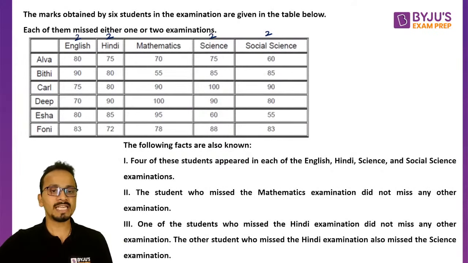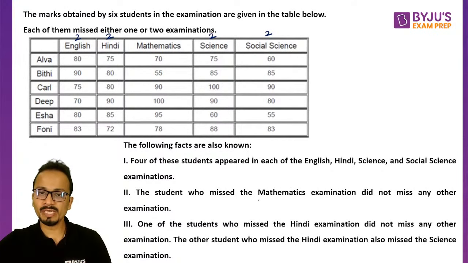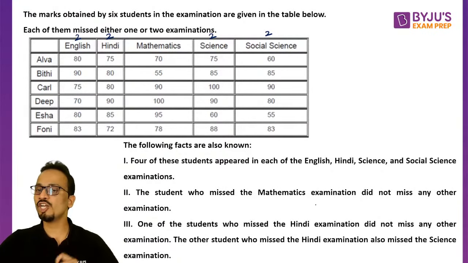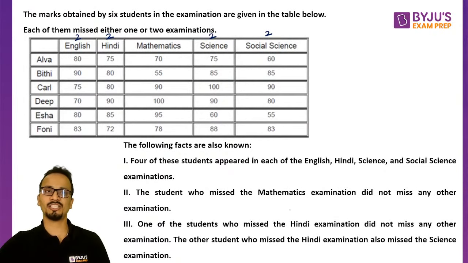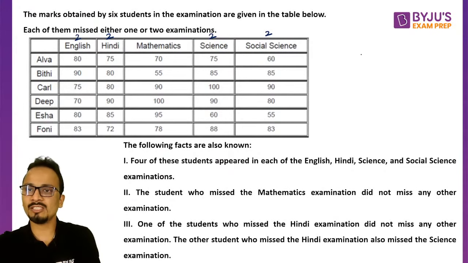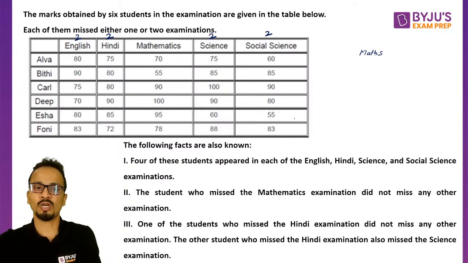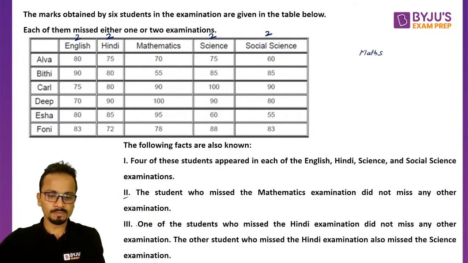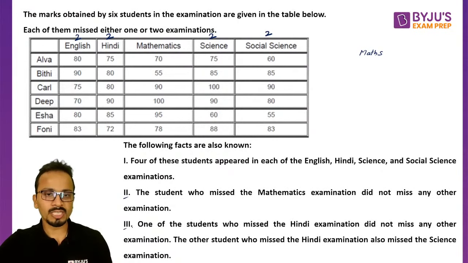Perfect. Statement number 2. The student who missed maths examination did not miss any other examination. Okay, so there was one student who missed only maths examination. All right, that was statement number 2. Now moving on to statement number 3.